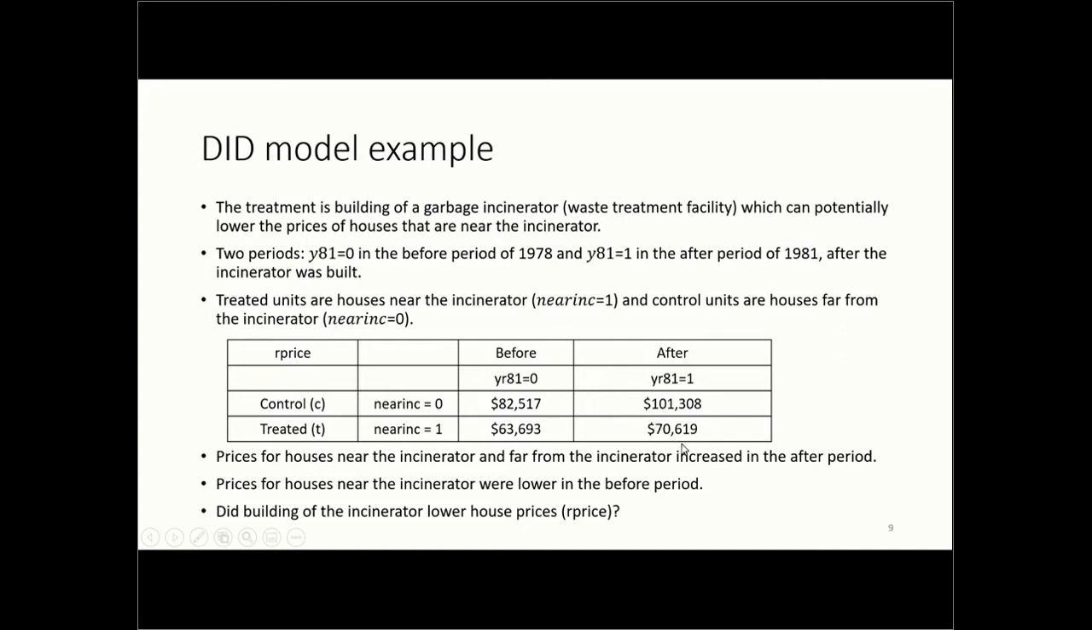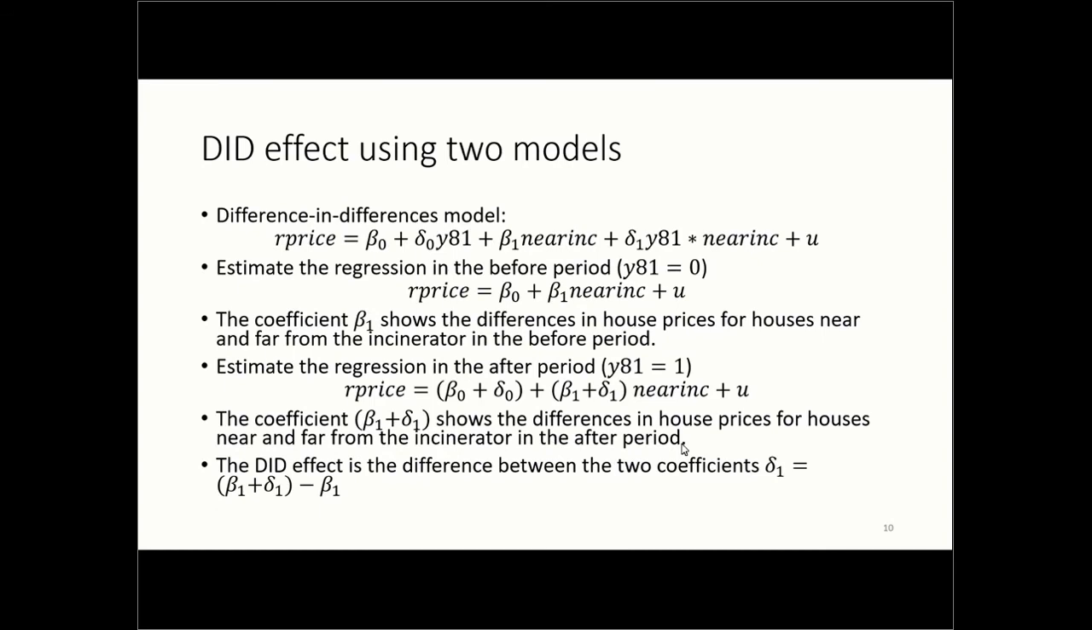So the question that we have here before us is, did building of the incinerator lower house prices, or this outcome variable R price? So here's how we're going to do the difference in differences effect using two models. Let's estimate this model where we have the house price, and then we have a dummy variable for the before and after, near the incinerator or not. So that's the treated variable, that's the before and after. And then we have the interaction term between them.